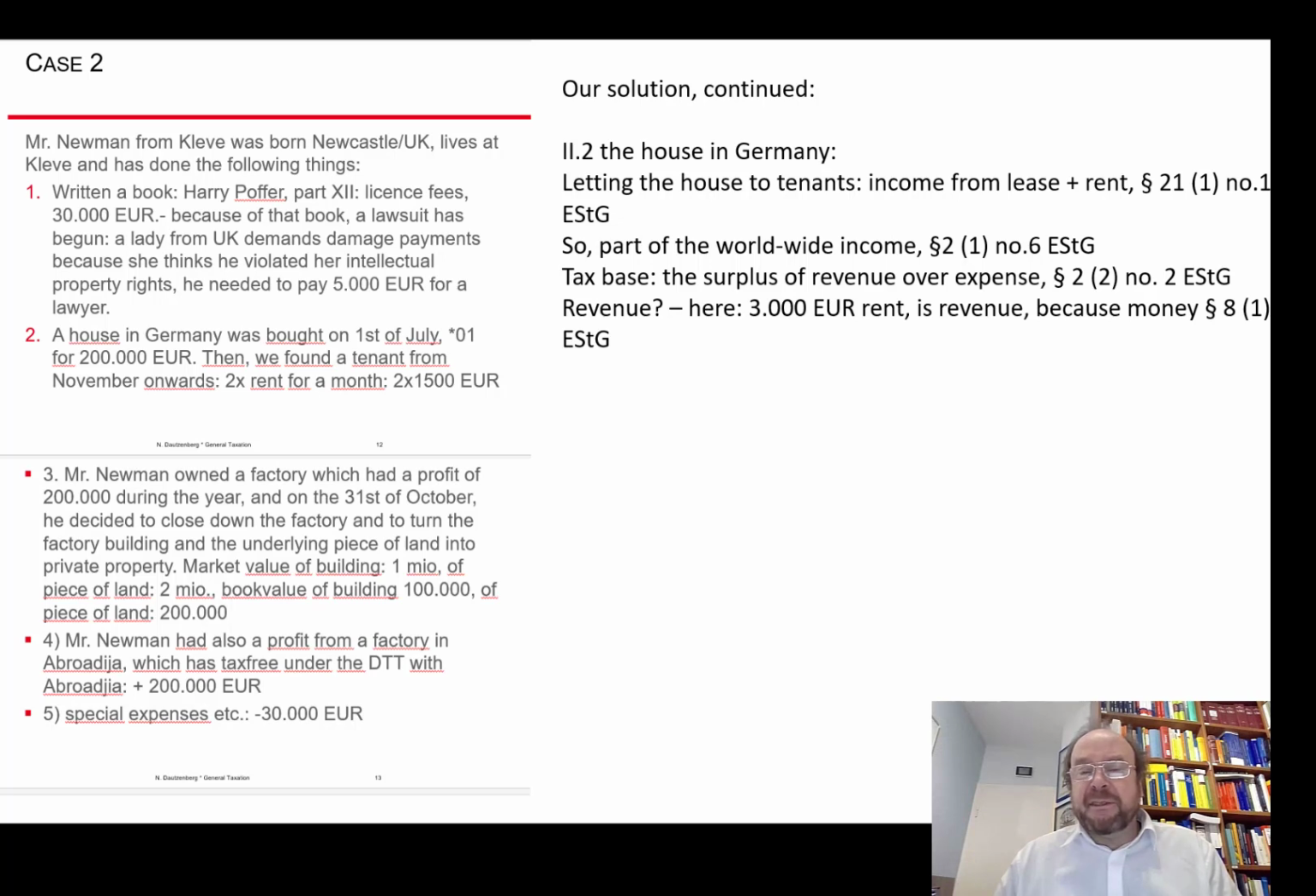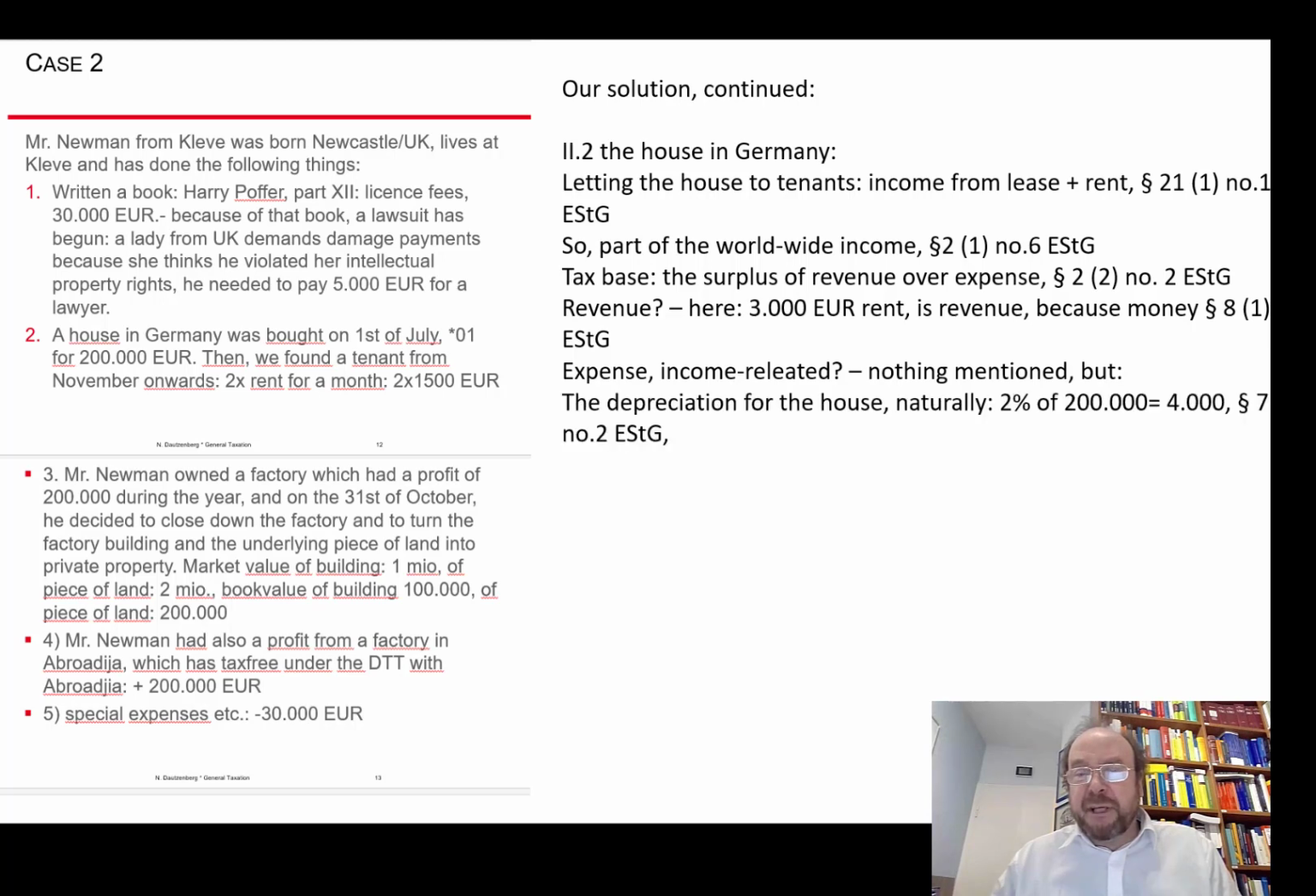And the revenue is given as 3,000 euro rent income. That's revenue because every money is revenue if it's caused by one of the types of income. Is there any income-related expense? Nothing is mentioned, but remember the house loses value over time, so the depreciation for the house must naturally be looked for. 2% can be set off according to, now I tell you where you can look it up, the ESTG 7.4 number 2.